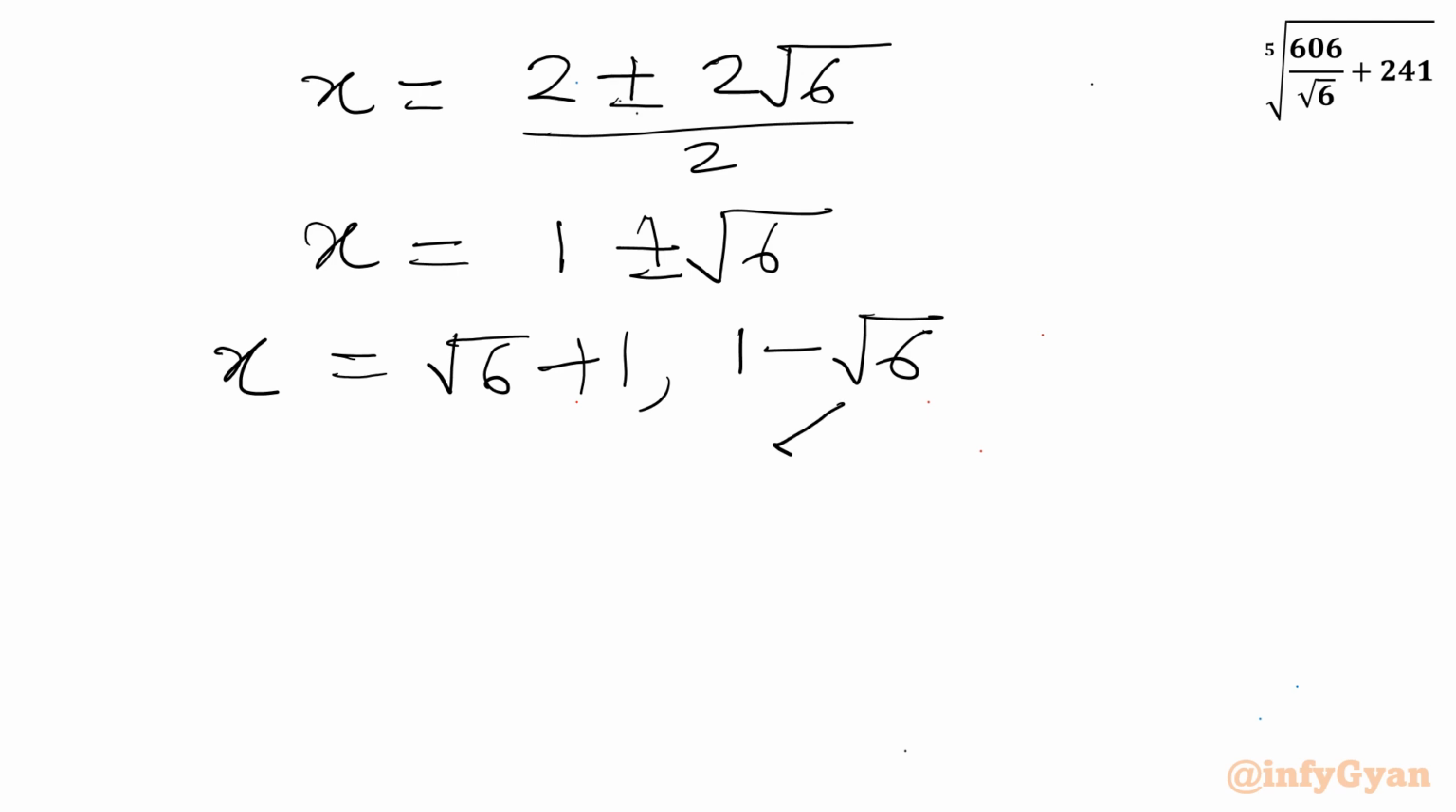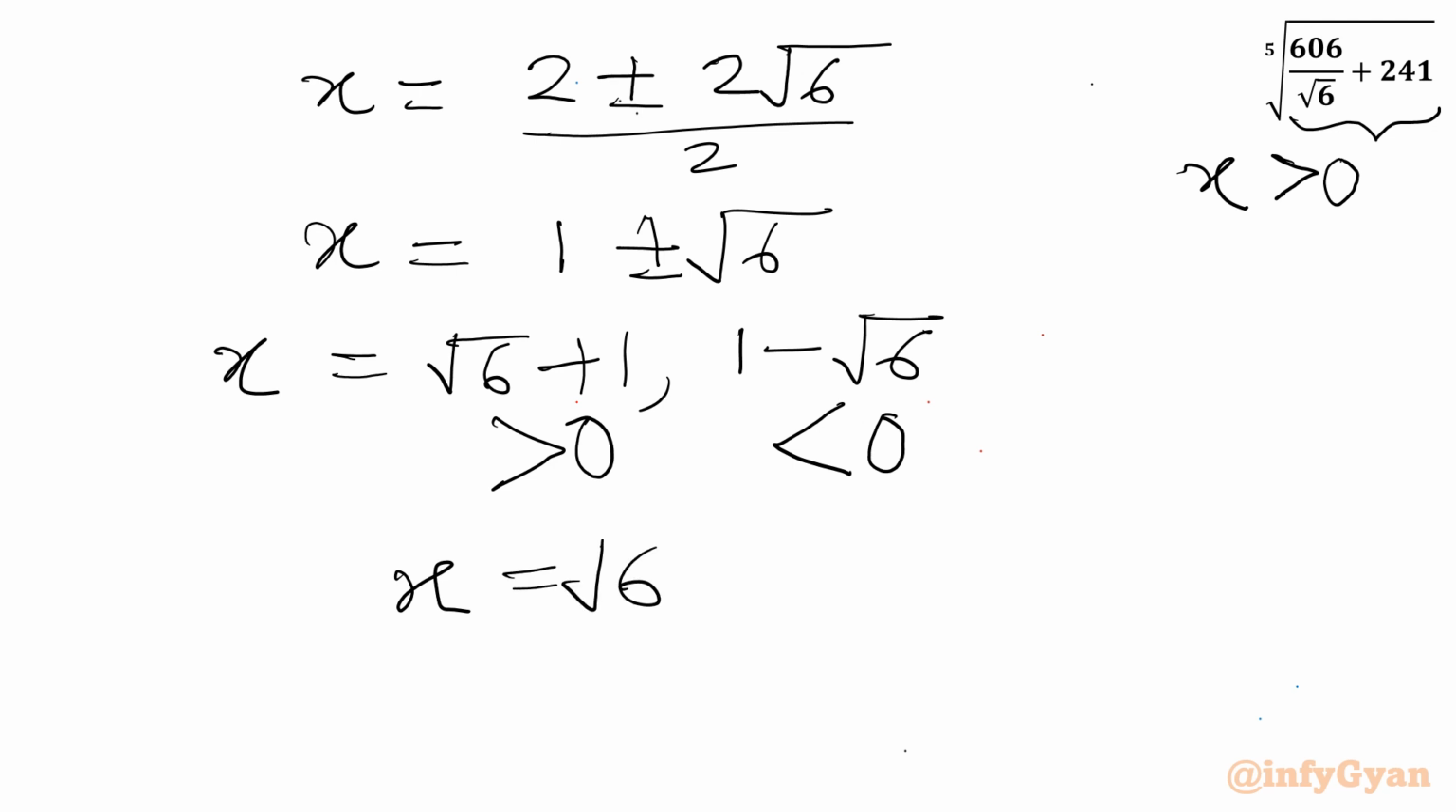Now 1 minus root 6 is negative, as root 6 is greater than 1, and root 6 plus 1 is positive. The condition on x is that x must always be greater than 0. So we can conclude from here that x must be equal to root 6 plus 1.